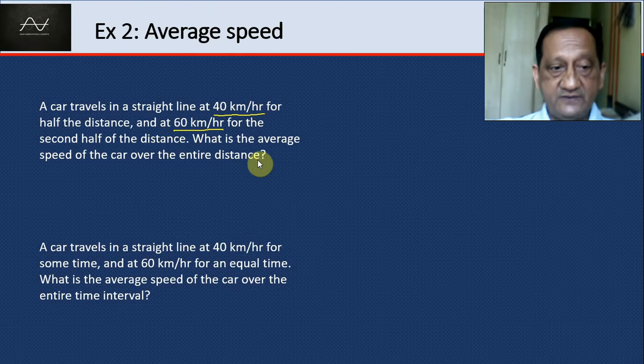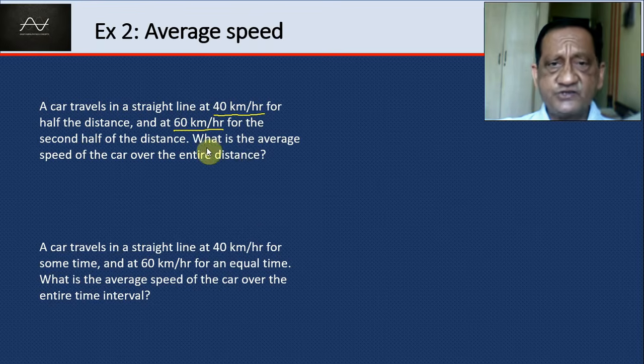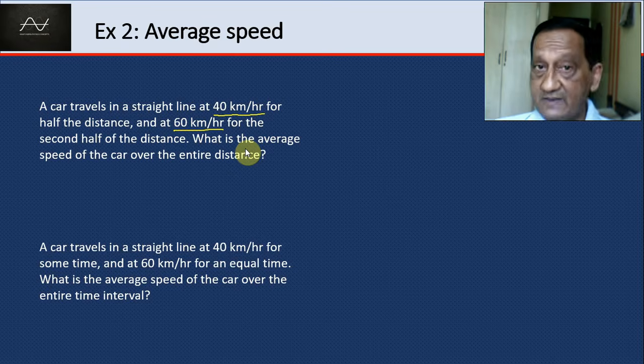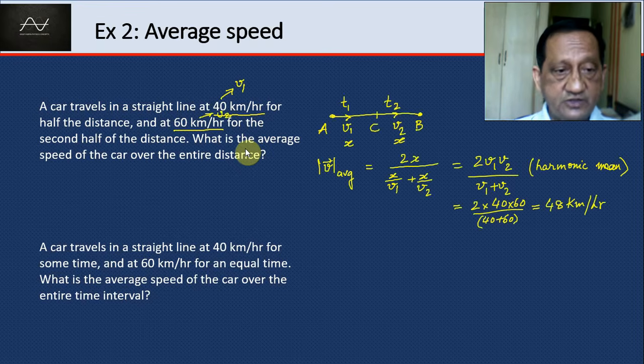What is the average speed of the car for the entire distance? Average speed is total distance covered divided by the total time taken to do so. But the total distance covered is not given. It doesn't matter. Let us assume some distance. And let's call 40 kilometers per hour V1 and 60 kilometers per hour V2.